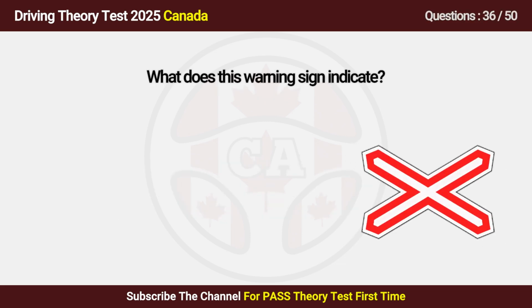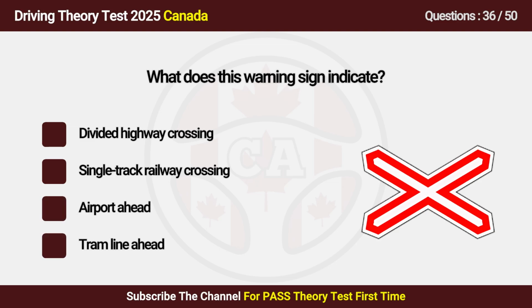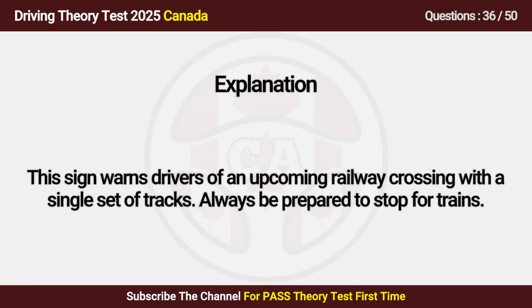Question 36. What does this warning sign indicate? A. Divided highway crossing. B. Railway crossing. C. Airport ahead. D. Tram line ahead. Answers is B. Railway crossing. This sign warns drivers of an upcoming railway crossing with a single set of tracks. Always be prepared to stop for trains.